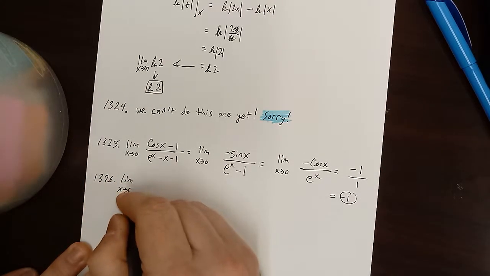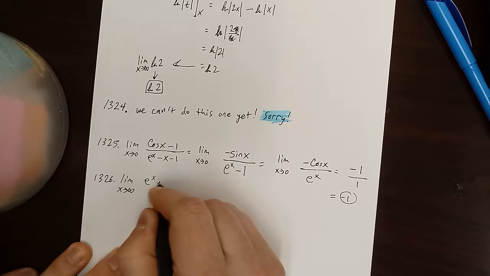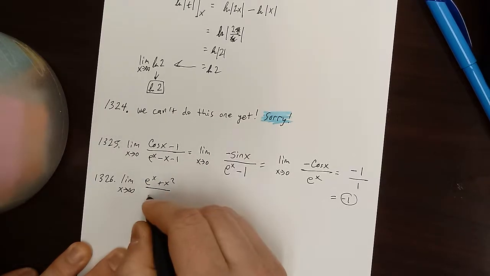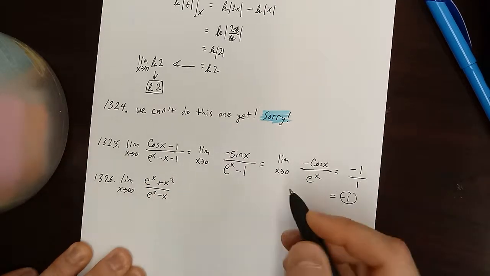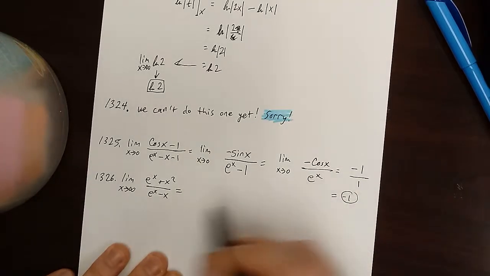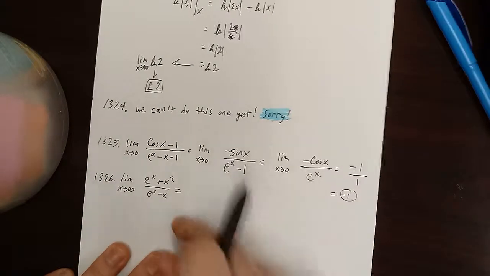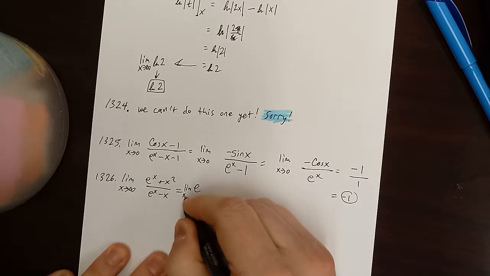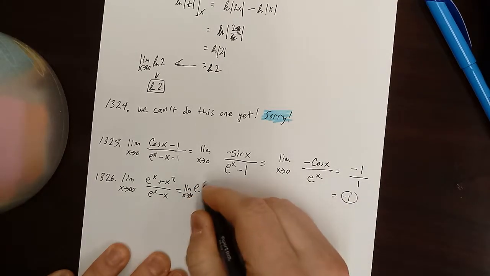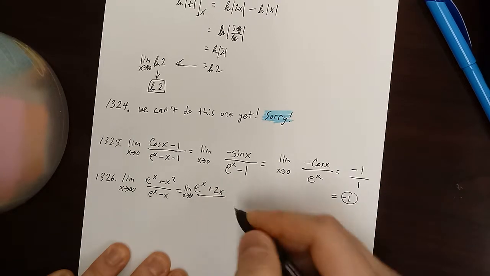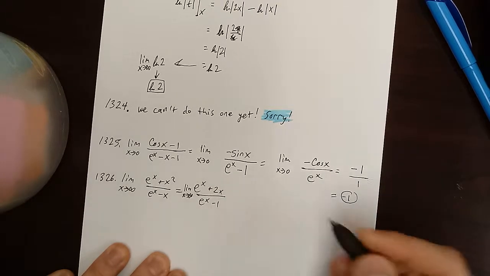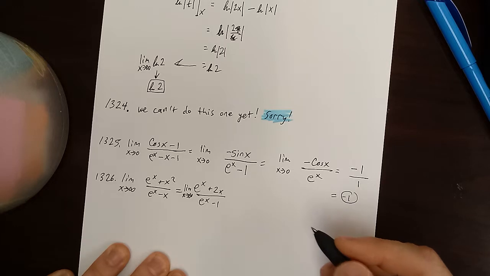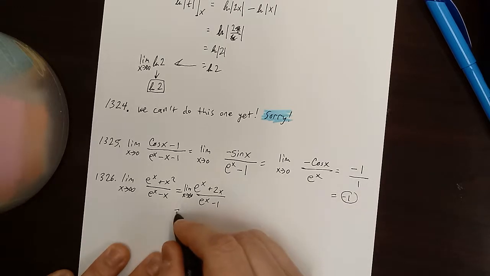Limit as x goes to infinity of e to the x plus x squared over e to the x minus x. All right, let's see what happens. First, we will plug in infinity and get infinity over infinity. Wow, I'm surprised. We'll take the derivative. We'll get the limit as x approaches infinity of e to the x plus 2x over e to the x minus 1. Oh, drat. I have to do it again, so we'll do it again.